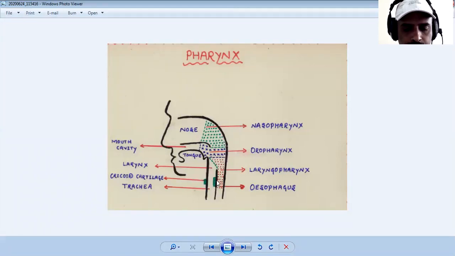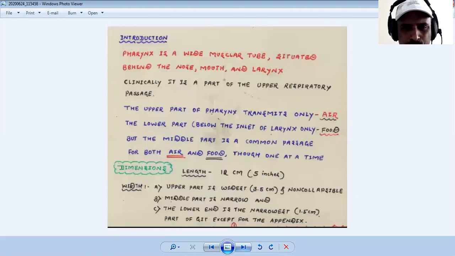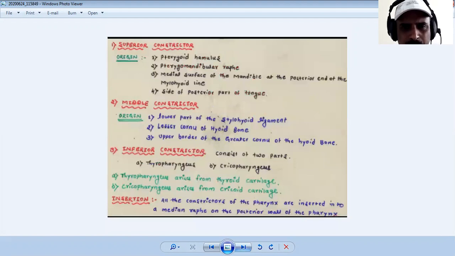Then what are the boundaries of the pharynx? It is very important. What we have studied now is the 12 centimeter length, the definition, and air and food, all of which you have come across.